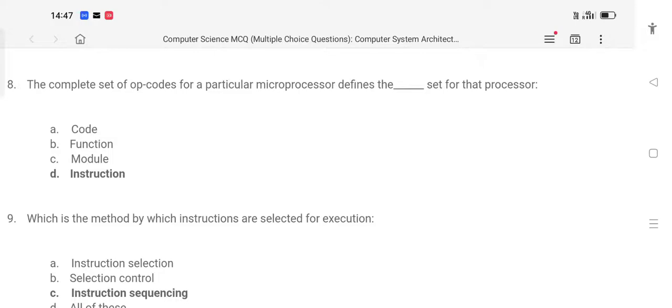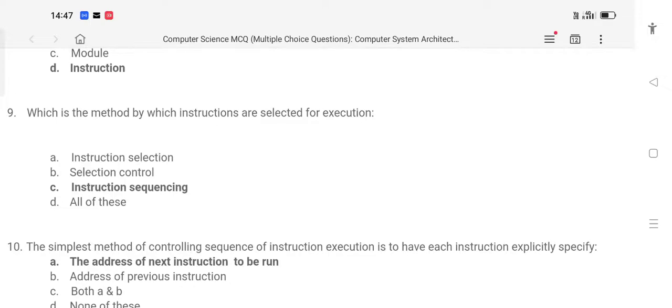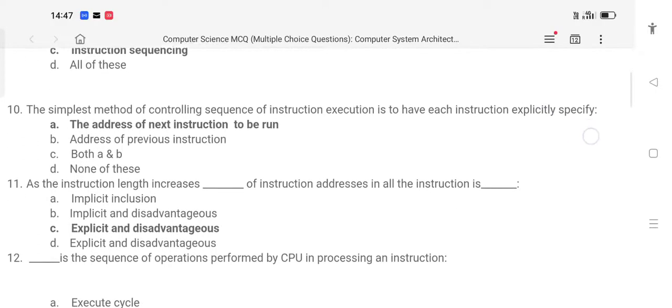The complete set of opcodes for a particular microprocessor defines the dash set of the processor: the instruction set of the processor. Which is the method by which instructions are selected for execution? Instruction sequencing. Answer: instruction sequencing.